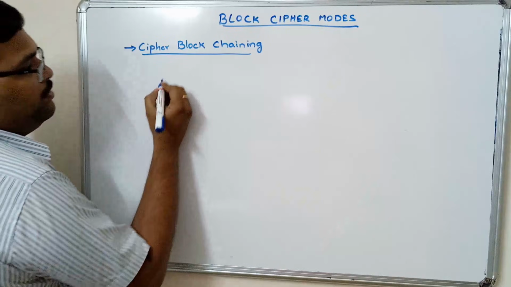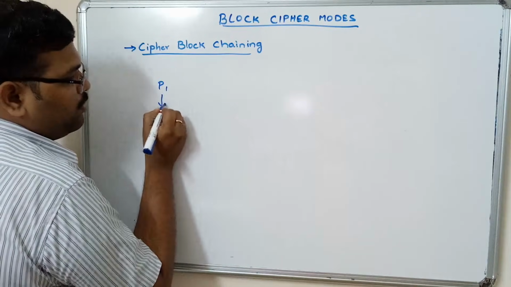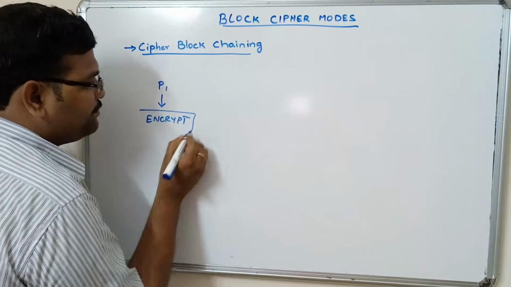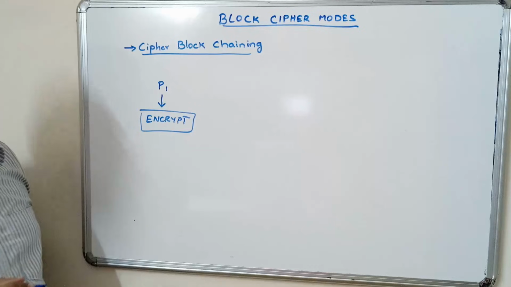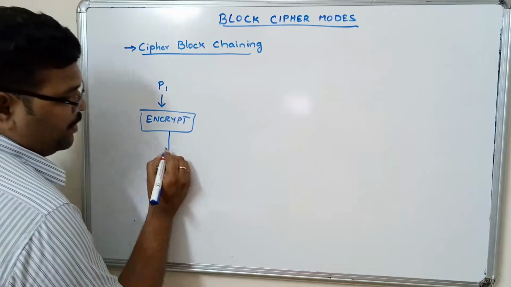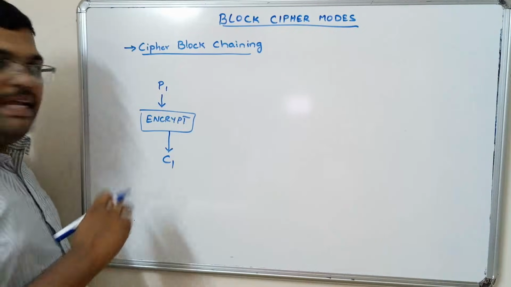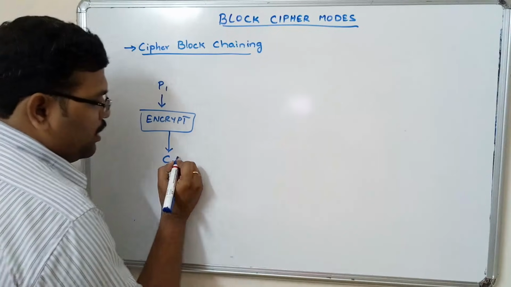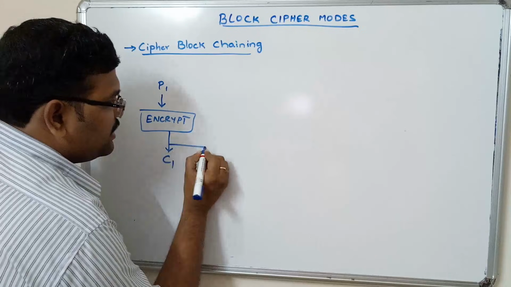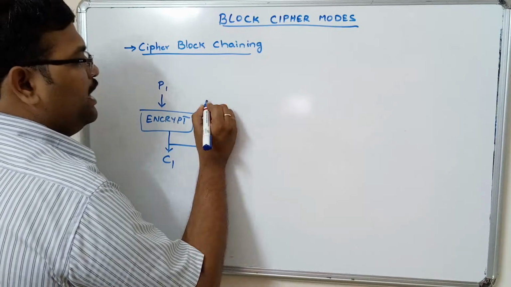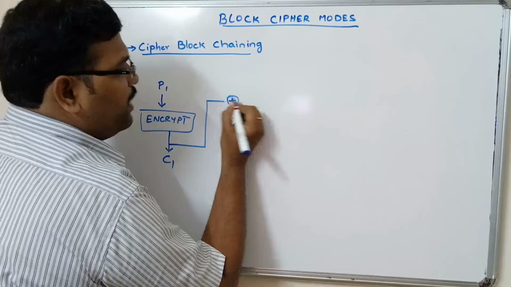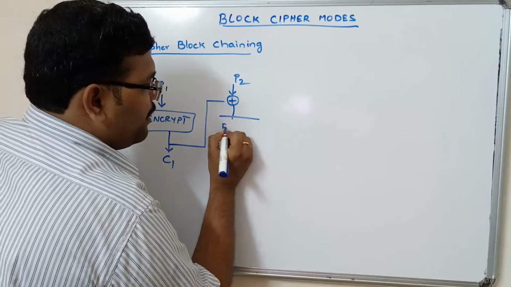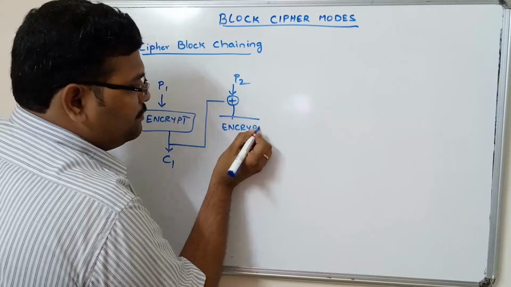See, consider the plain text 1, apply the encryption algorithm, right? So apply the encryption algorithm, we will get the C1. Here P1 is the plain text, C1 is the ciphertext. Now send this here, XOR with P2, and again apply the encryption.